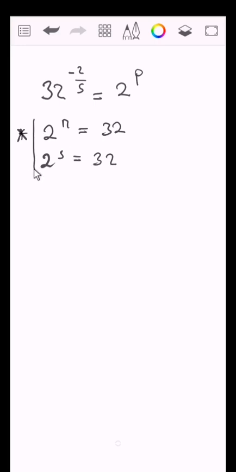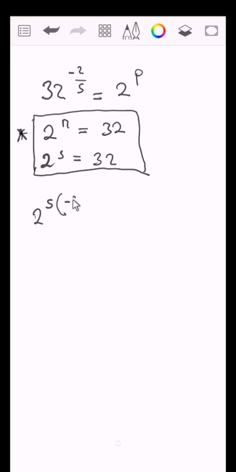So this is not part of your solution. This is just the thinking process. So tinoita much for our solution tichati, instead of writing 32 to the power minus 2 over 5, tichanyora iri 2 to the power 5, then bracket totaisa minus 2 over 5. This is equal to 2 to the power p.